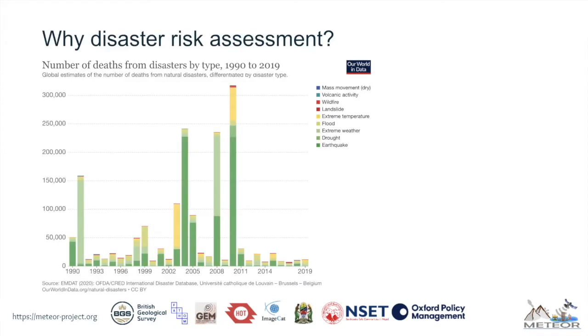First, why is disaster risk assessment important? Disaster risk assessment is important because we need to be able to identify and understand our risk in order to reduce it. A comprehensive risk assessment can consider a range of underlying drivers and associated uncertainties.